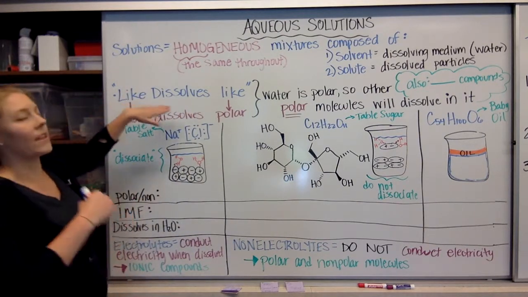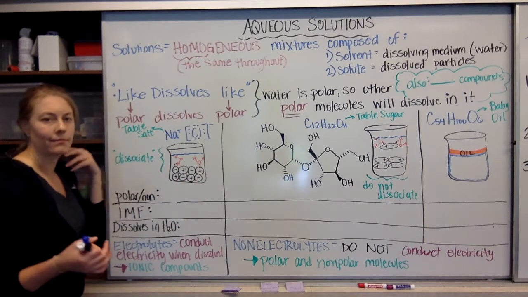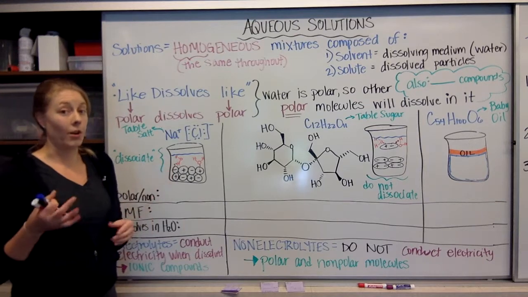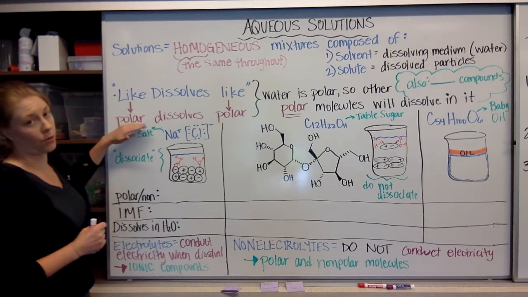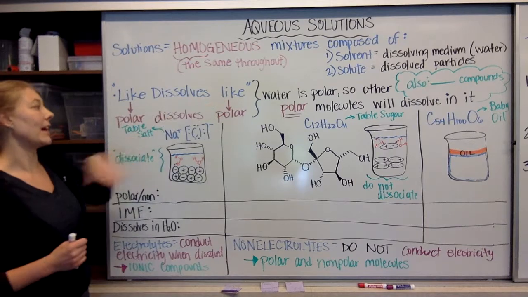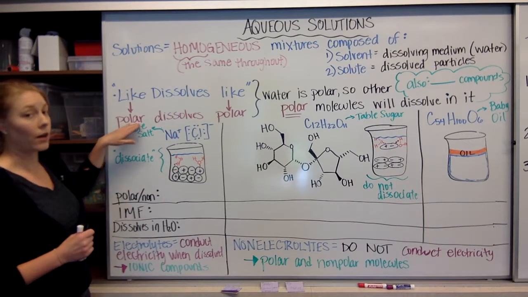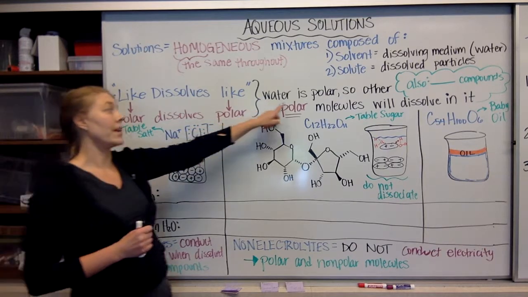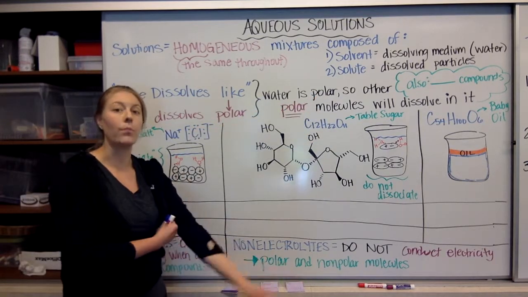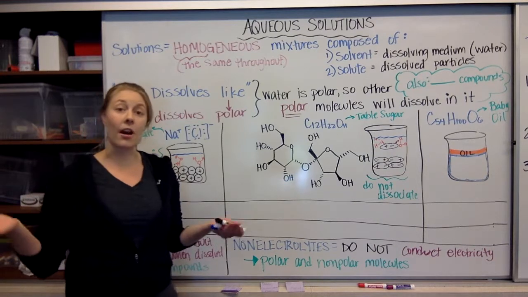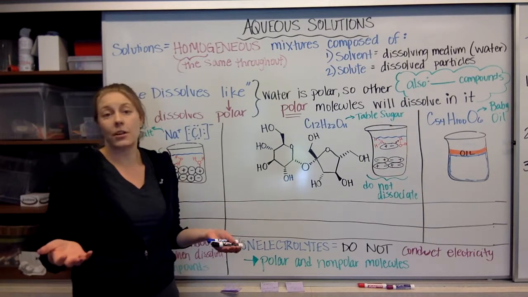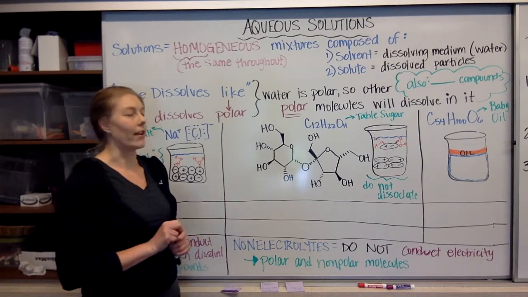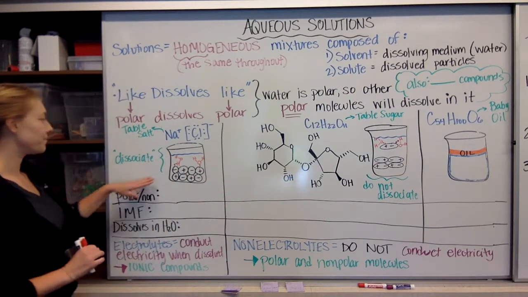One of the things I think you've heard me say in class, but I don't know if you remember, is that like dissolves like. We talk about this in terms of water, because water is a polar molecule. If like dissolves like, then a polar molecule, water, dissolves any other polar molecule. So, because water is polar, other polar molecules will dissolve in it. To figure out if something's going to dissolve in water, all we have to do is determine if it's polar or nonpolar. That's one little bit of it. We'll see the other bit in a sec.